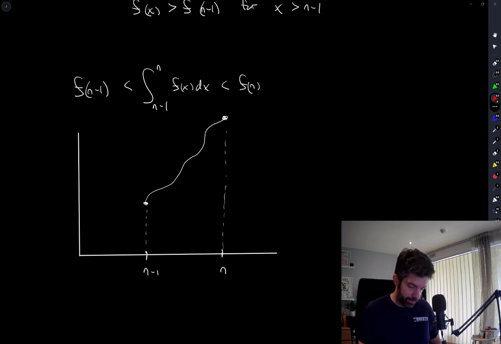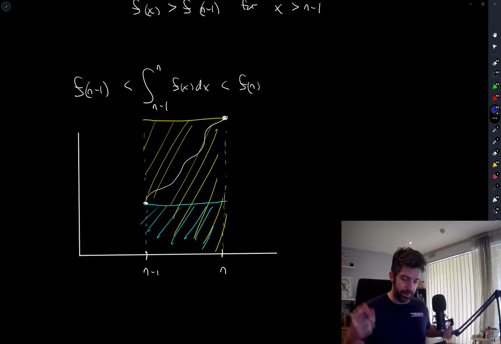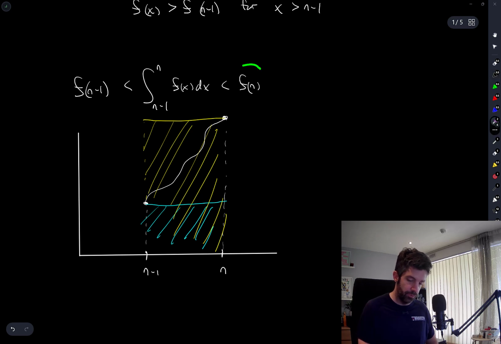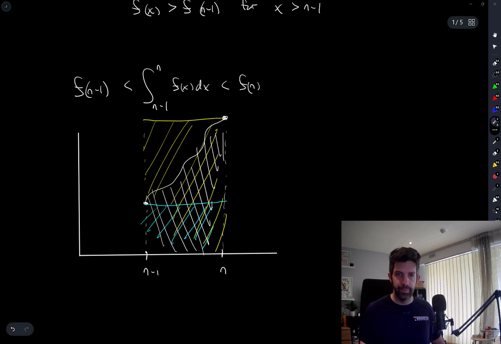But f of n minus 1 is equal to that area, and f of n is equal to that whole area. So it's pretty clear that this overestimates this area, and that underestimates that area. The integral of f itself is that piece. So nothing too special there at the end.